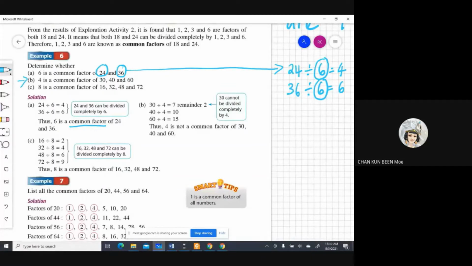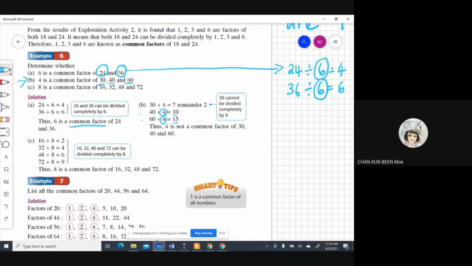Determine whether 4 is a common factor of 30, 40, and 60. So you have to figure out which number can be used to divide completely. When they think about it, they found out that they can use the number 4 because 40 can be divided by 4, 60 can be divided by 4, and you get this.